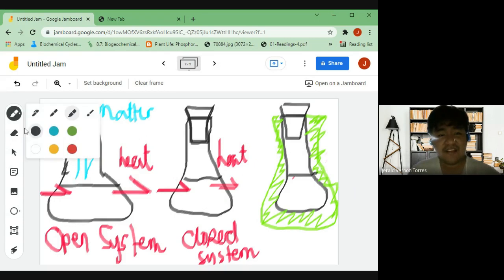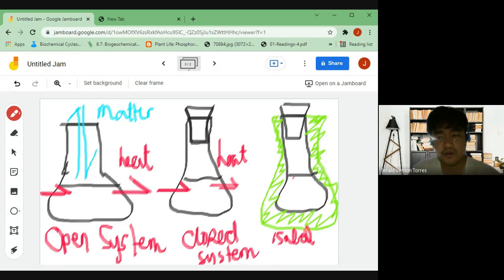And if that is the case, tatawagin natin class yung ganitong system as your isolated system. We are going to call this class as your isolated system. And pag sinabi yung isolated system, it is a type of system where both matter and energy cannot enter or exit. Now, the question is, ano bang Earth? Palagay ninyo. In terms of matter and energy, what is Earth? Is it an open, a closed, or an isolated system?